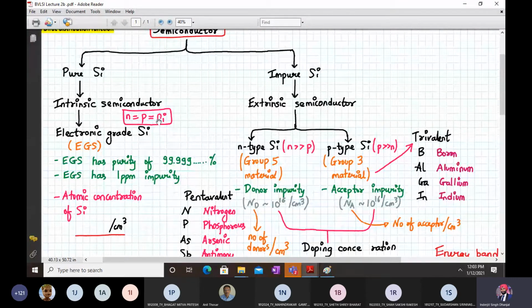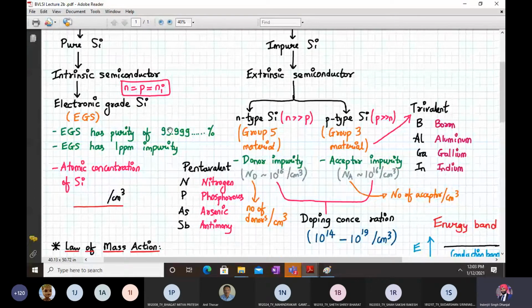And intrinsic semiconductor, well, you will see where they are used. Yes, pure silicon is definitely used. It is called electronic grade silicon, EGS. Now, EGS has a purity of 99.999, I don't know how many nines there are, percent pure. That means it has 1 ppm, 1 part per million impurity. In 1 million parts we have 1 impurity. That's what the meaning is.